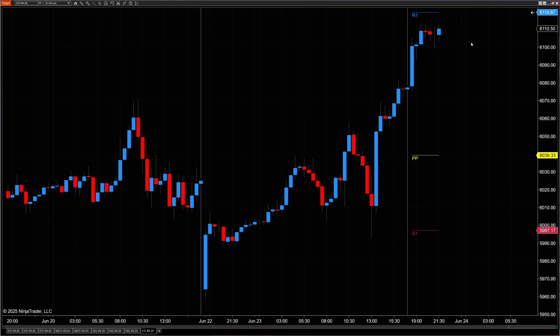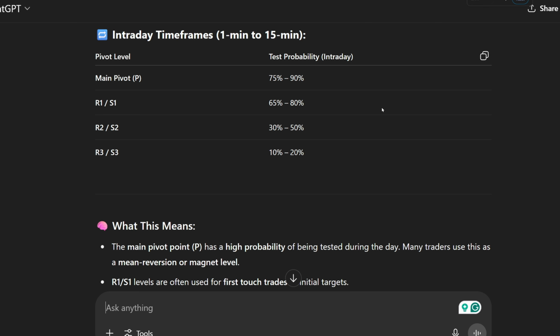What I'm about to tell you, you need to sit down because this is going to be so stupid simple. Your mind's going to say no, and you're not going to believe it's actually true. But just to show you guys real quick that I'm not making this up, before we backtest this on a few days' worth of data, let's take a look at what AI has to say. The main pivot point has a 75 to 90% chance of being hit on an intraday basis. And I'm going to show you guys that actually holds up in the testing I've just done.